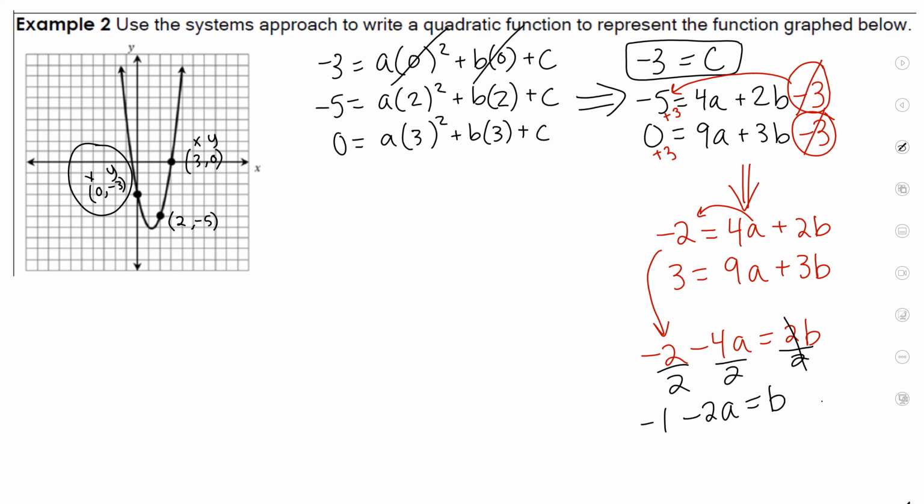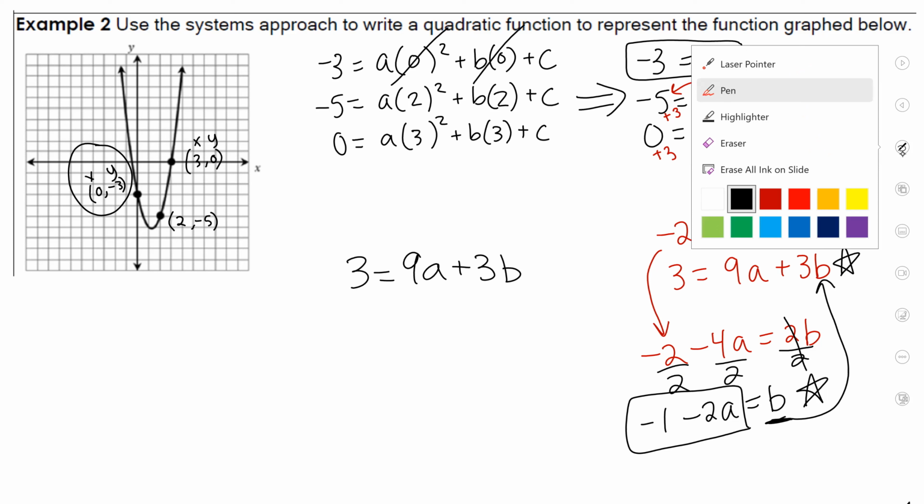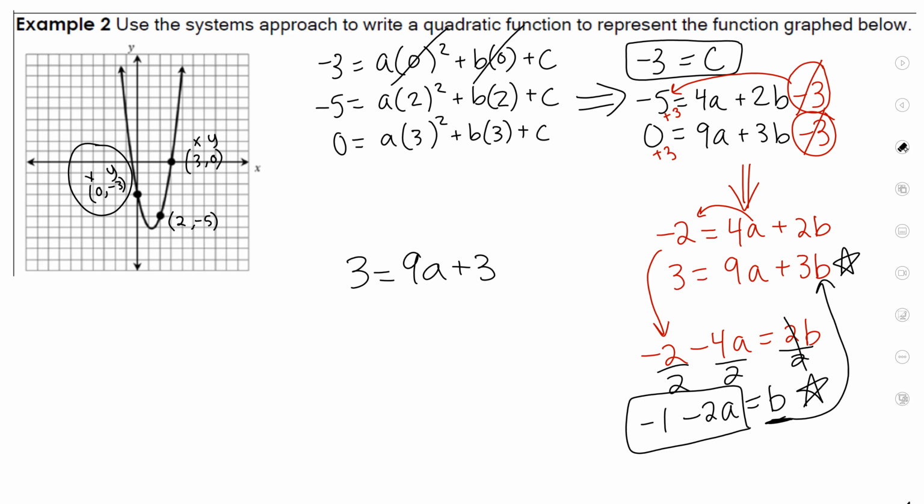So I'm going to use this equation right here. What do I do next? Yes, I plug it in to what? 3. Yes, this one right here. So we're saying that b is all of this stuff. So instead of writing this b right here, I'm going to plug in all of this stuff, -1 minus 2a. So I'm going to write it over here. 3 equals 9a plus 3b. But what did we say that we're writing instead of b? Yes, this equation down here. This right here. Okay, so I'm going to write in -1 minus 2a.